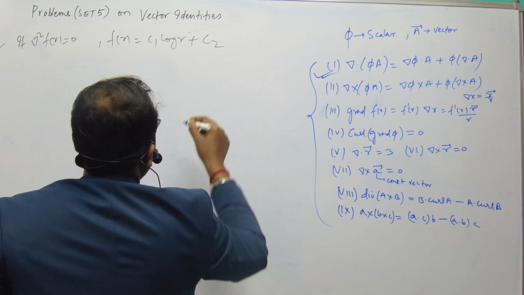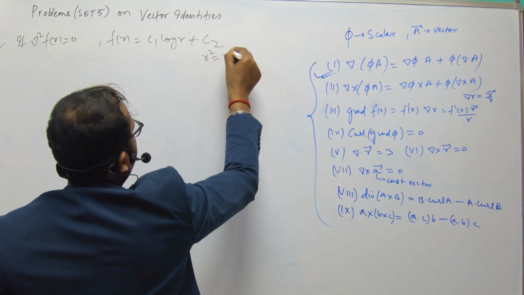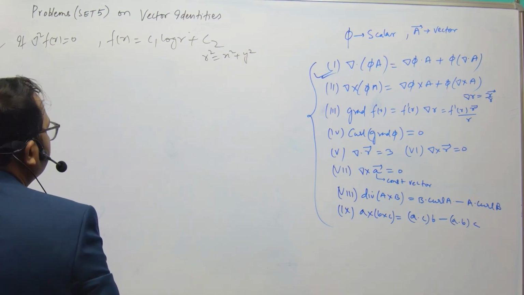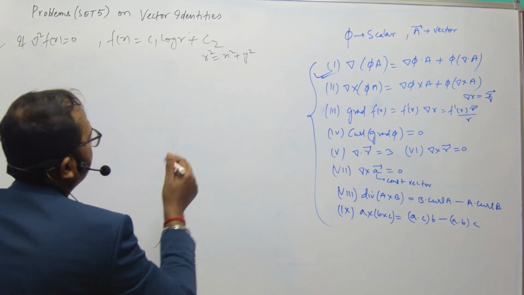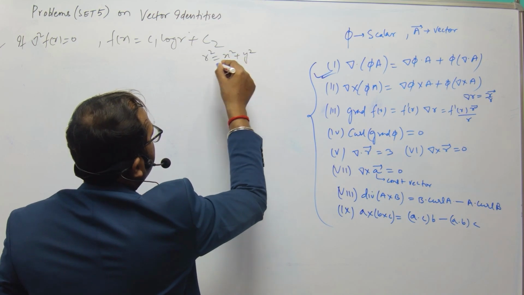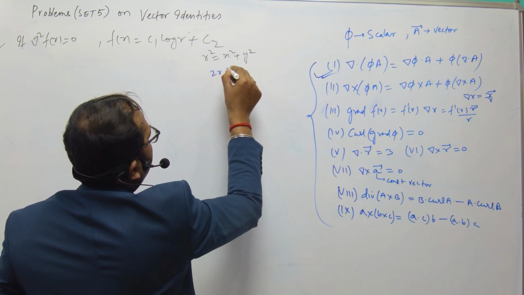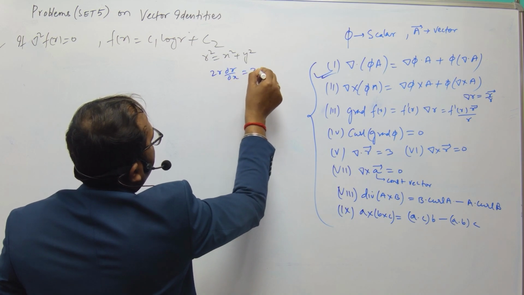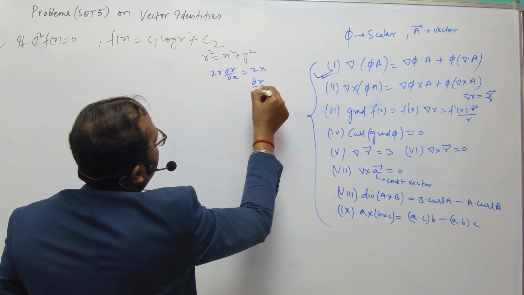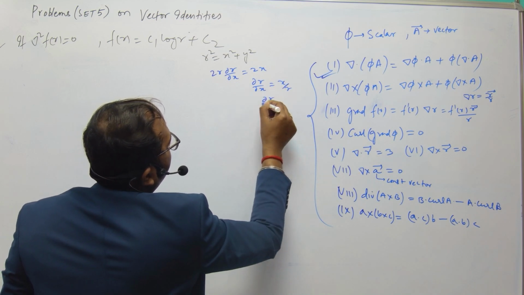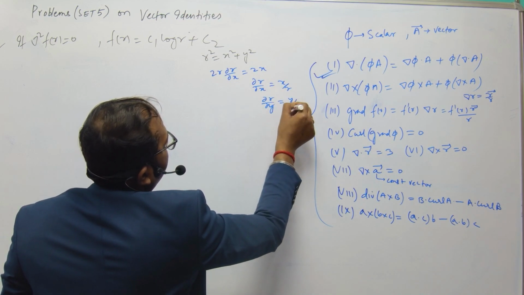We have r square given as x square plus y square. Okay, so let us solve this. From here we can derive one result. Let us differentiate this with respect to x: r del r upon del x equals 2x. So from here del r upon del x is equal to x upon r. Similarly, del r upon del y is equal to y upon r.